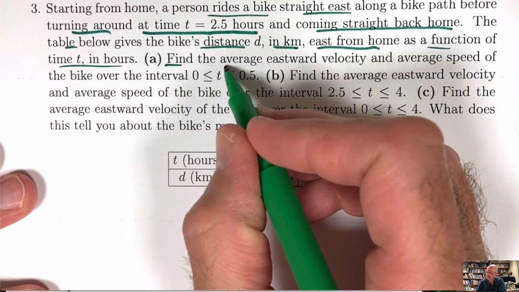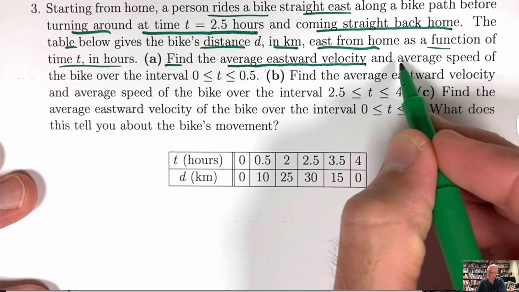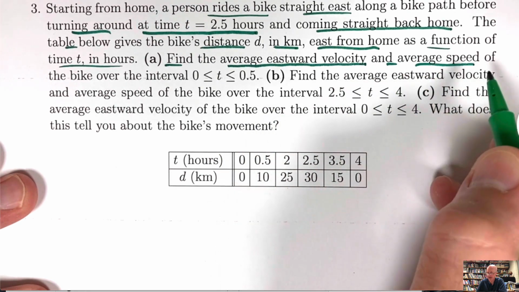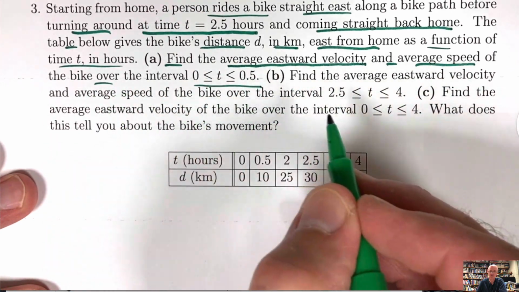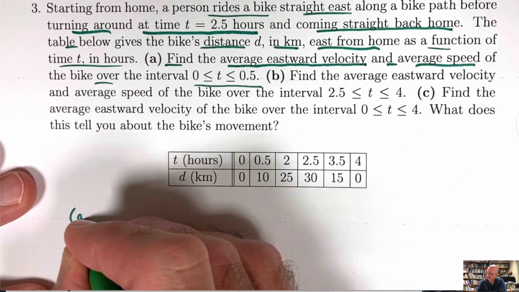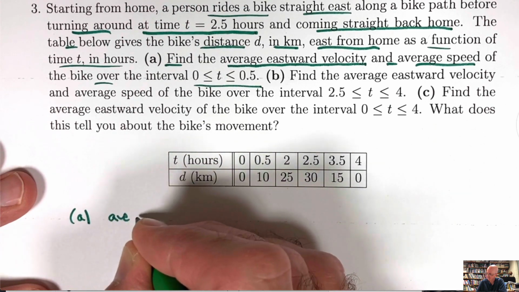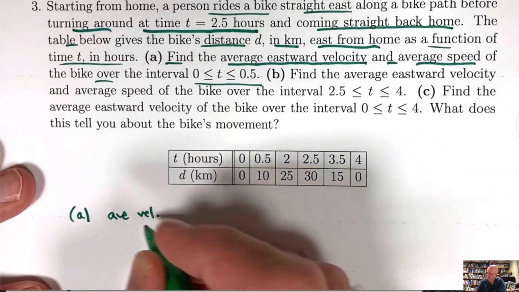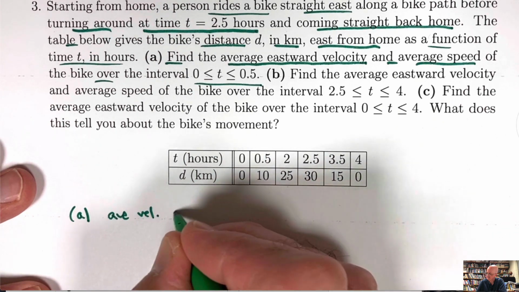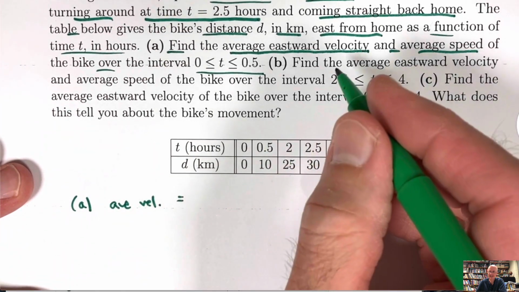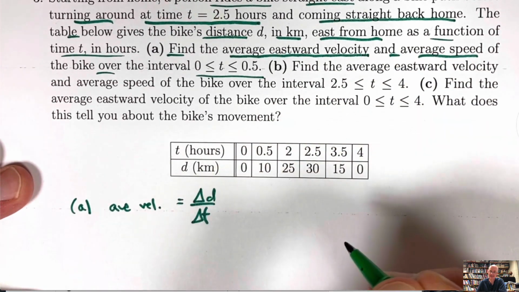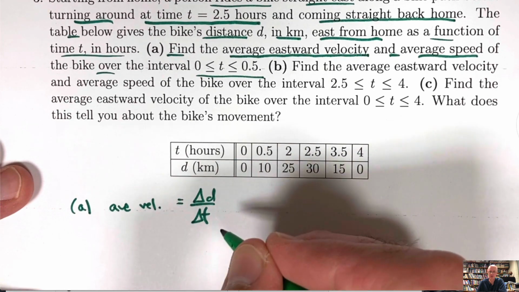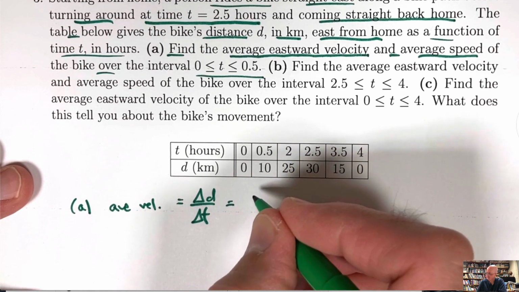Part A says find the average eastward velocity, sometimes could be negative, and average speed, can't be negative, of the bike over the interval from time 0 to time 0.5. Let's do that first. Average velocity from t equals 0 to t equals 0.5 is going to be, we are talking velocity here, so it's the change in d divided by the change in t. I'm using delta notation here. This little triangle, it represents the Greek letter delta. It means change in.